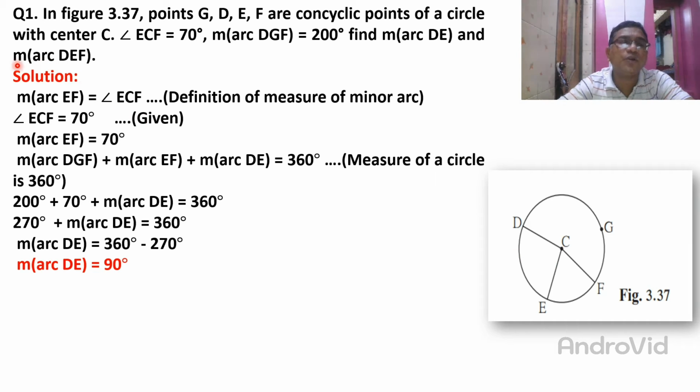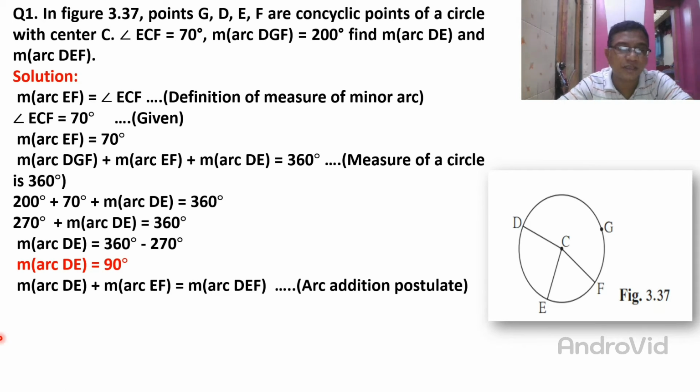Then what do you want to find out? You want to find major arc DEF. It is very easy to find. Major arc DEF is equal to major arc DE plus major arc EF. So I write this formula: major arc DE plus major arc EF is equal to major arc DEF, the arc addition postulate.